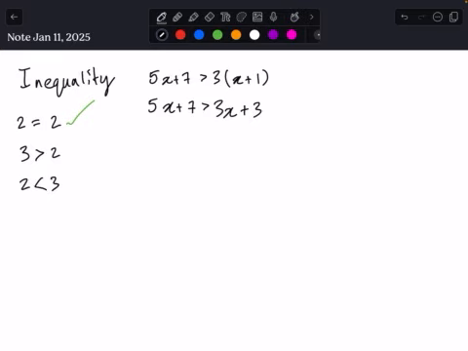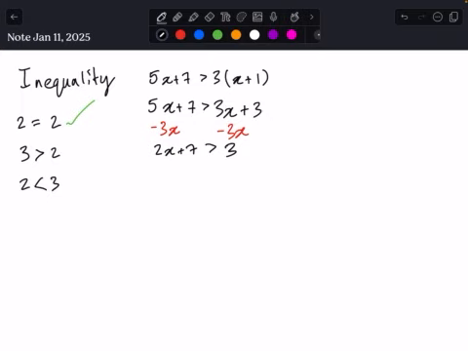And now remember, I said that you do it in the same way that you do it with an equation. So let's think about it like that. We have 5x plus 7 on this side, and we have 3x plus 3 on the other side. So what I'd like to do is take away 3x from both sides so that we just have the x's on the left side. So if I do that, we have negative 3x on both sides. We have 5x minus 3x, which gives us positive 2x plus 7, which is greater than 3x minus 3x, which is just 0, and we have positive 3.